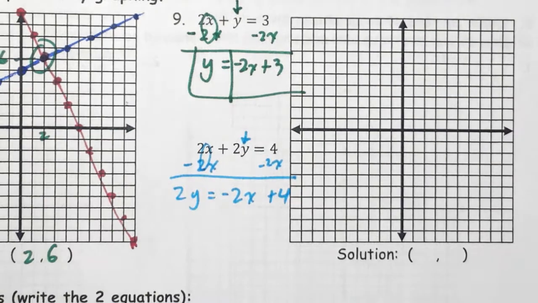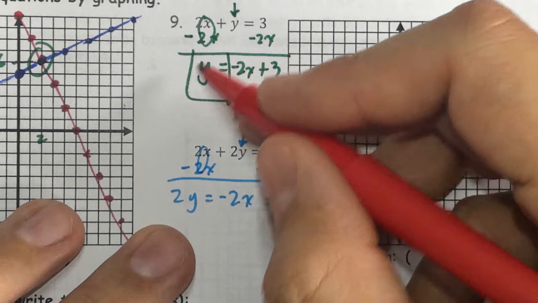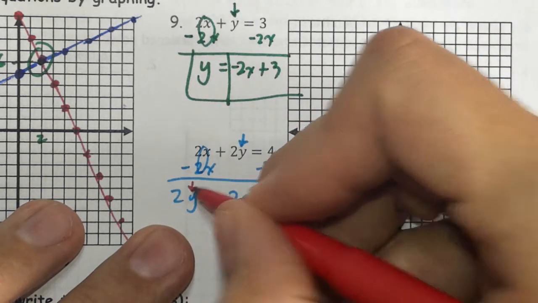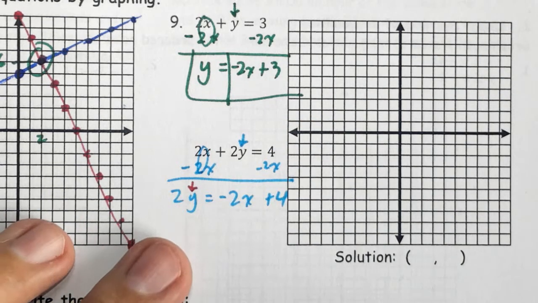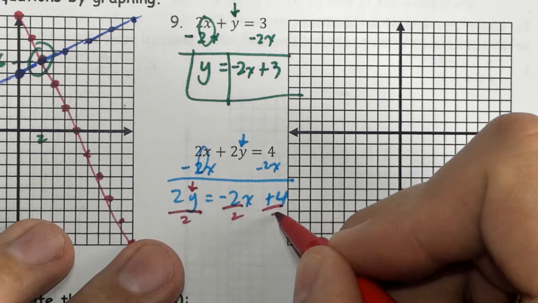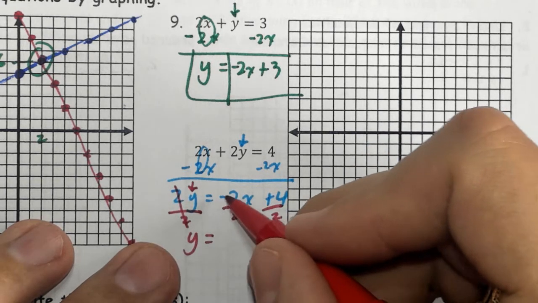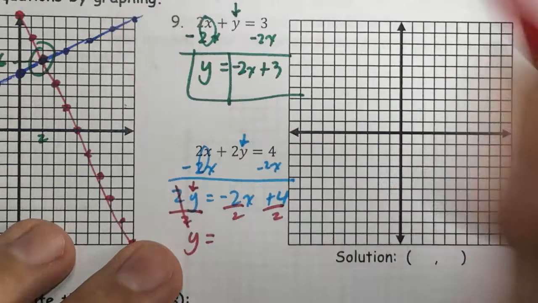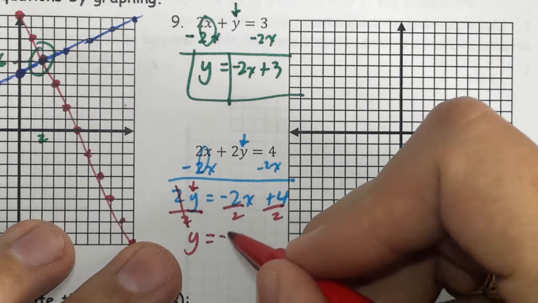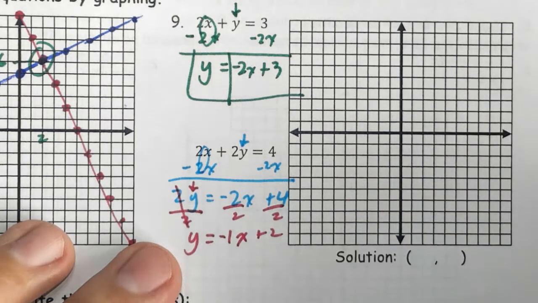If you notice, now that I'm at this point, I did the same thing I did up here, but my y is not by itself. I still need to get that by itself. What I do is divide by 2. That goes to 1. Y equals negative 2 divided by 2. Well, you can use a calculator if you want. That is negative 1x, or just negative x, and that is 2 right there.